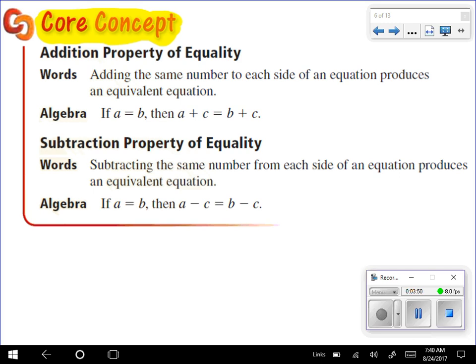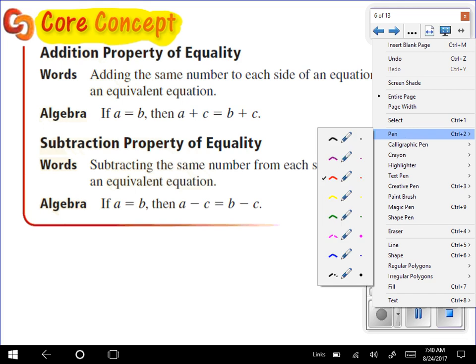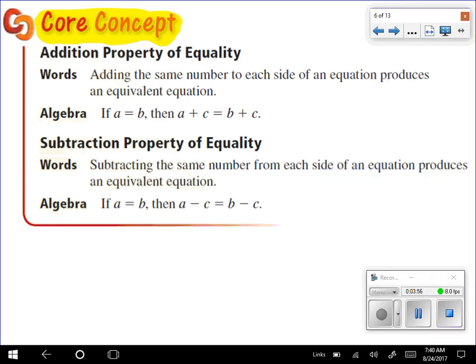So you can read through these. Essentially what it's saying is that if A is equal to B, then if I add anything to A, I can do the same to B, and they're still going to be equal. Same goes with subtraction. If A is equal to B, I can subtract the same thing from both sides, and they will still be equal.